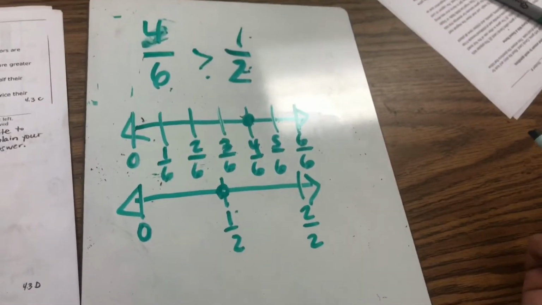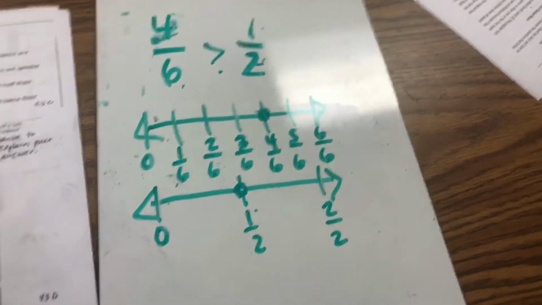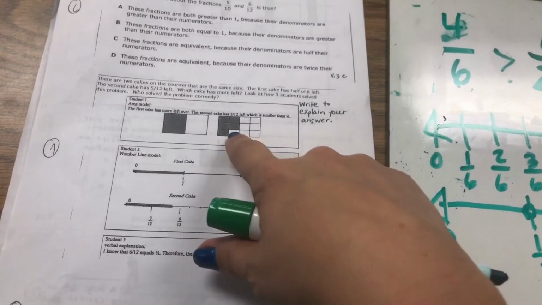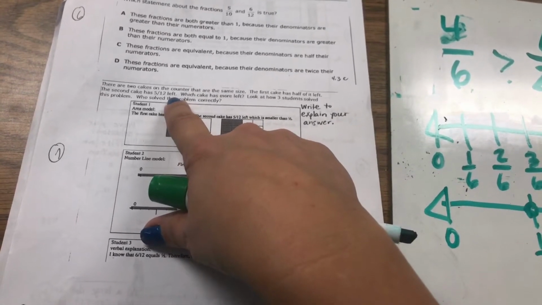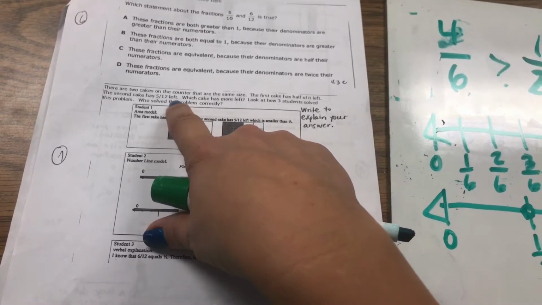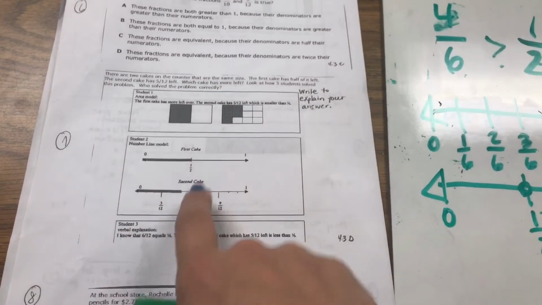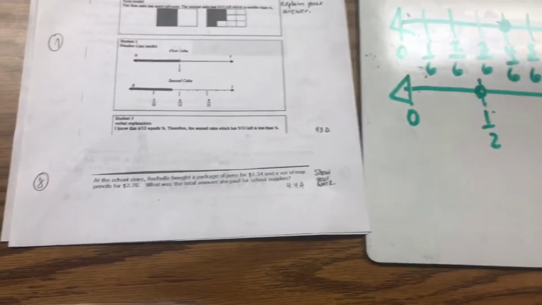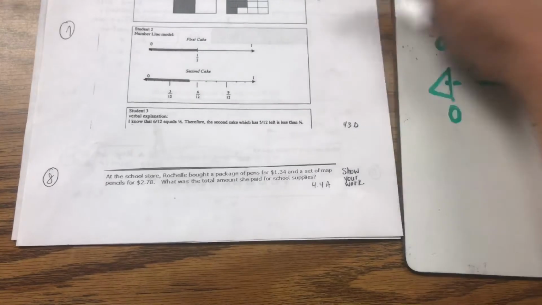Okay, so this is the information that you need to know in order to help you solve this problem in deciding whose response was correct when they were comparing 5/12 to half. Whose model correctly represented that?